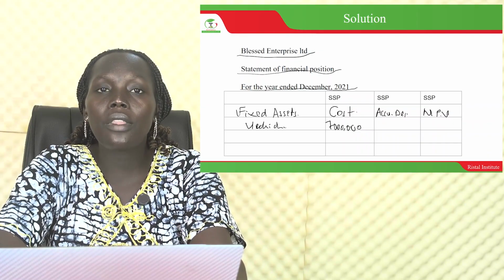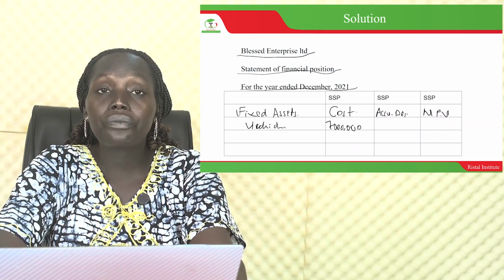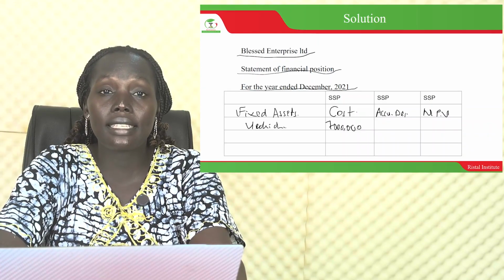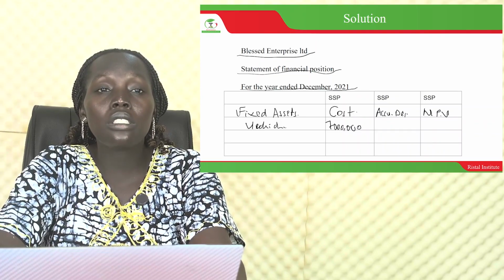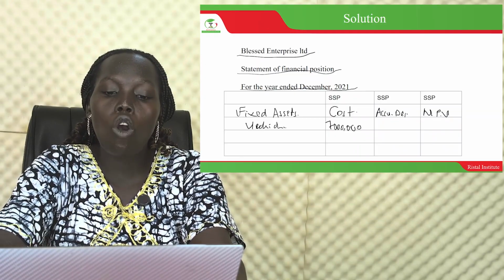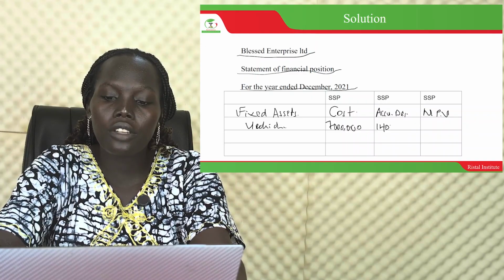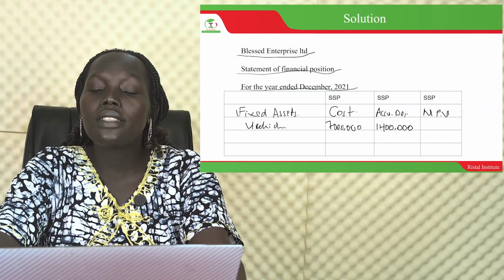So how do you come up with the accumulative depreciation? It means that we are going to get the 20%. Remember, in our additional information, they've said 20%. The depreciation was 20%. So we get the 20% of 7 million, which we get 1,400,000 SSP.